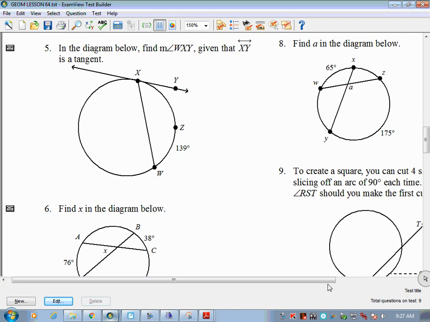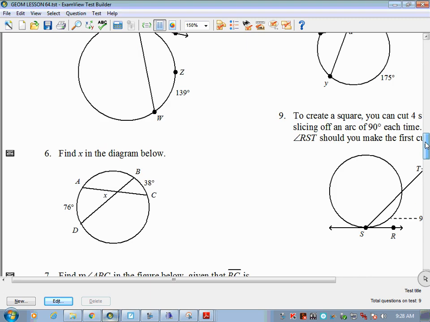Let's roll that guy over. 5, let's see, Austin, in the diagram below we want to find measure angle WXY given XY is tangent, which means WX is a chord, and I've got a tangent line. So what am I going to do to find that angle? What is 139 divided by 2? 69.5 degrees. Okay, getting better and better all the time. Darian, are you picking it up more now? More we see it. Okay.